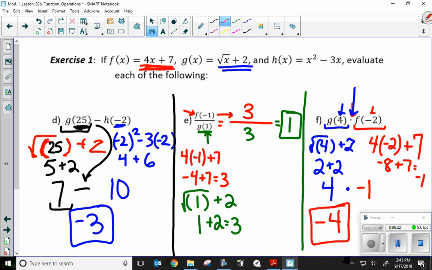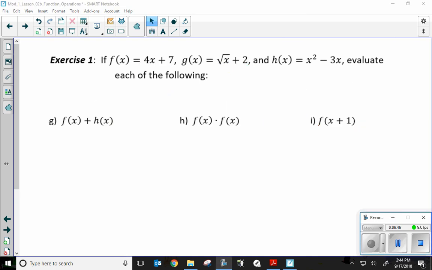So it's more of the same. We're just doing it more than once. We're not inputting one number and that's it. We're inputting one number, we're inputting another number in a function, and then we're doing a math calculation with those two responses. For the first one, we subtracted them. For the second one, we divided them. And for the last one, we multiplied them. Pretty simple. So we move on to G, H, and I.